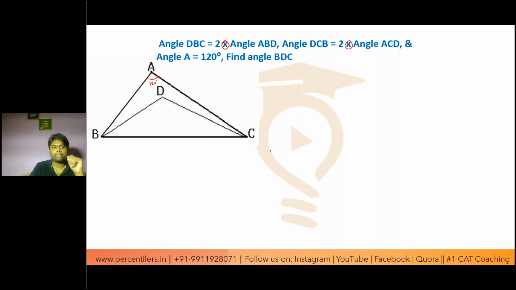चलिए आगे बढ़ते हैं. So I am going to assume some value. I know that this angle B and this angle C, they have been divided in the ratio 1:2 each. दोनों angles 1:2 के ratio में divide. So I know that angle B plus angle C is 60 degree.